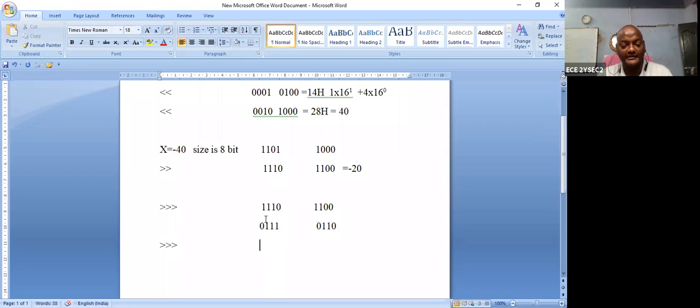Now, what is the before value? 0111, 0110. Now after applying this, what happened? A 0 should be appended from the left side. So that's why the first is 0. A 0 is appended. What is next? This 0 comes to this position, and this 1 comes to this position, and this 1 comes to this position. Then 0, 1, 0, and 1 and 1.